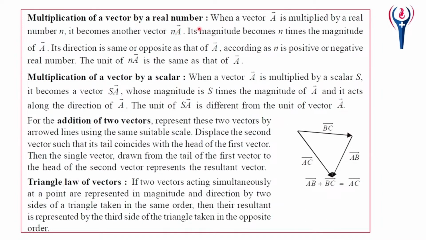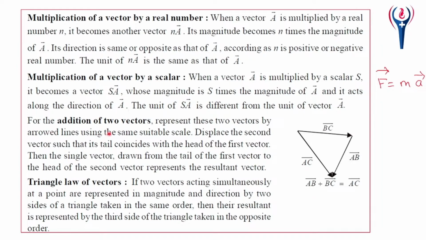Multiplication. Multiplication of vector a by a real number n means n into a vector. And suppose multiplication of vector by a scalar, then s into a, where a is multiplied by a scalar s and it becomes a vector sa whose magnitude is s times the magnitude of a and it acts along the direction of a. Example for this is F equal to m into a. A is the acceleration, F is a force, both are vector quantities and m is a scalar quantity.